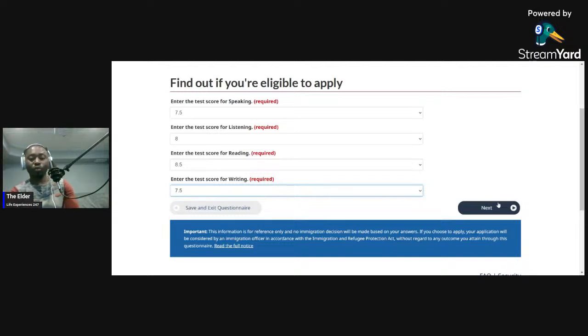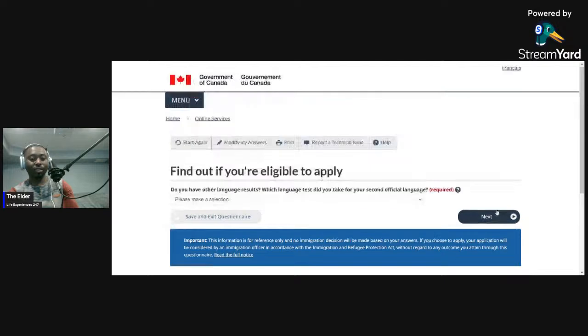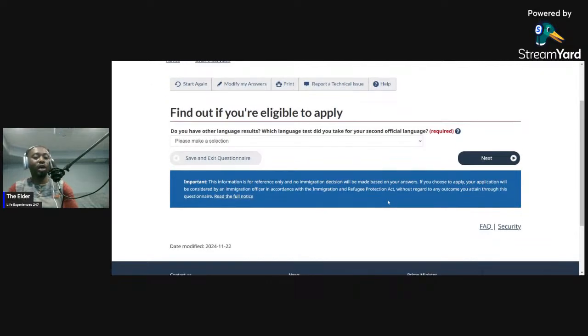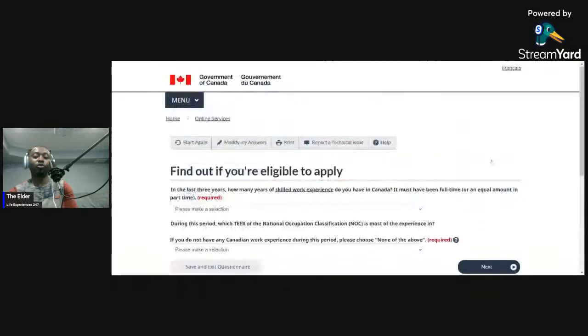So now we move on to next. And they are asking, do you have other language results? If you do, which language test did you take for your second official language? We do not have any other language results. We are not French. We are not bilingual. We only speak English. So I choose none and I go to next.